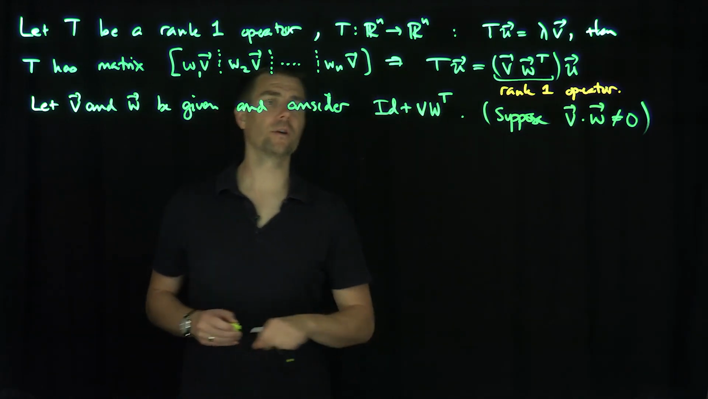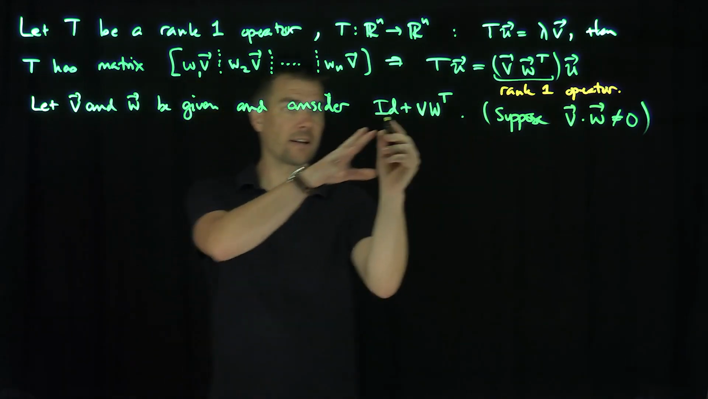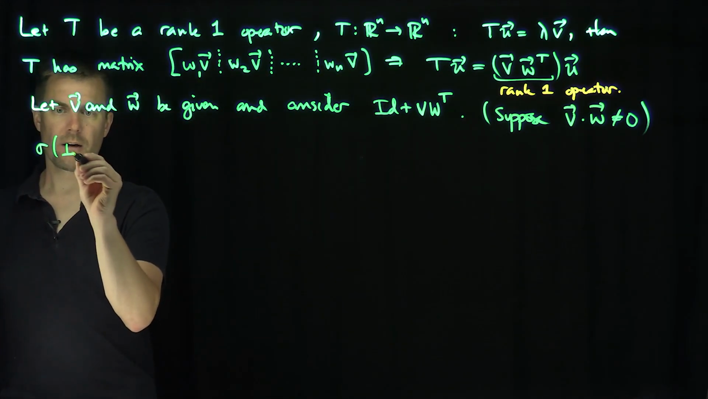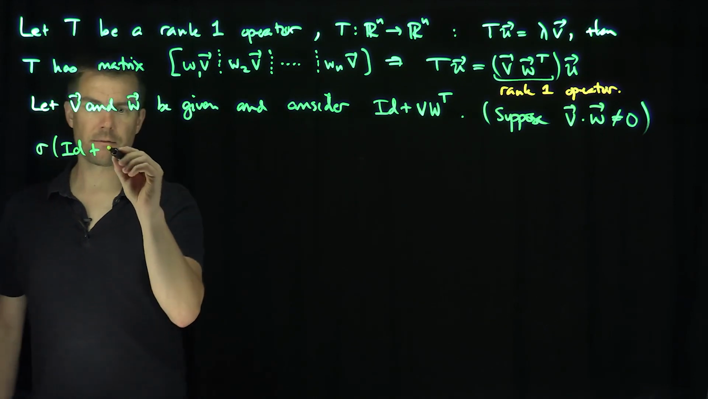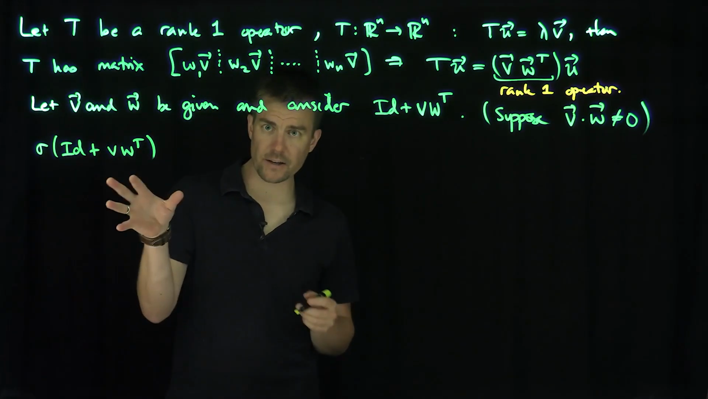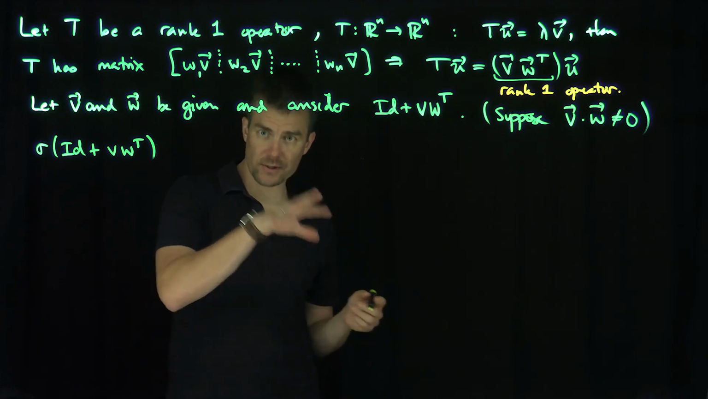Okay, good. And so what I'd like to do now is find the eigenvalues of this operator. So in other words, the question for us is what's the spectrum of the identity plus v w transpose? And we're going to find the spectrum by finding what the eigenvectors are. So it's very simple to find the eigenvectors.